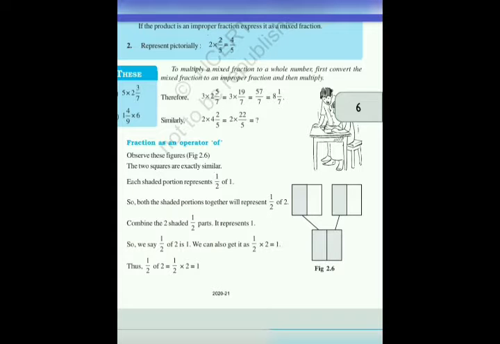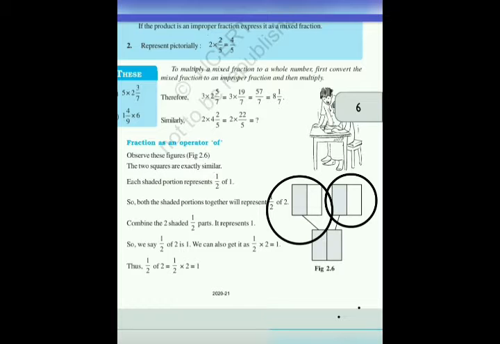Now we can see that both the shaded portions together represent 1 by 2 of 2. Our first portion is 1 by 2 and our second portion is also 1 by 2. Now we take them together: 1 by 2 plus 1 by 2 becomes 2 by 2. So we can cut 2 from numerator and denominator, and our answer becomes 1. So we get 1 by 2 multiplied by 2 is equal to 1.